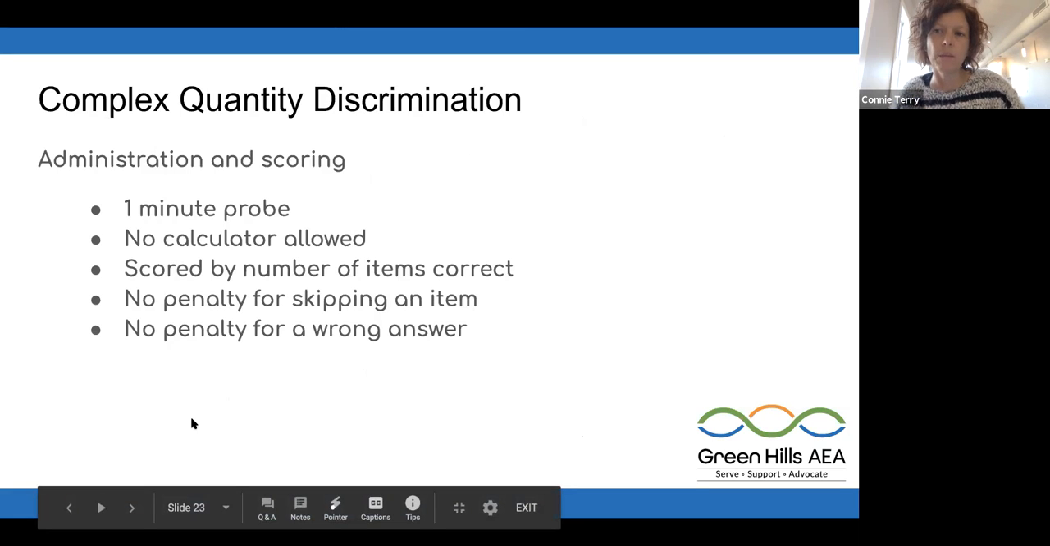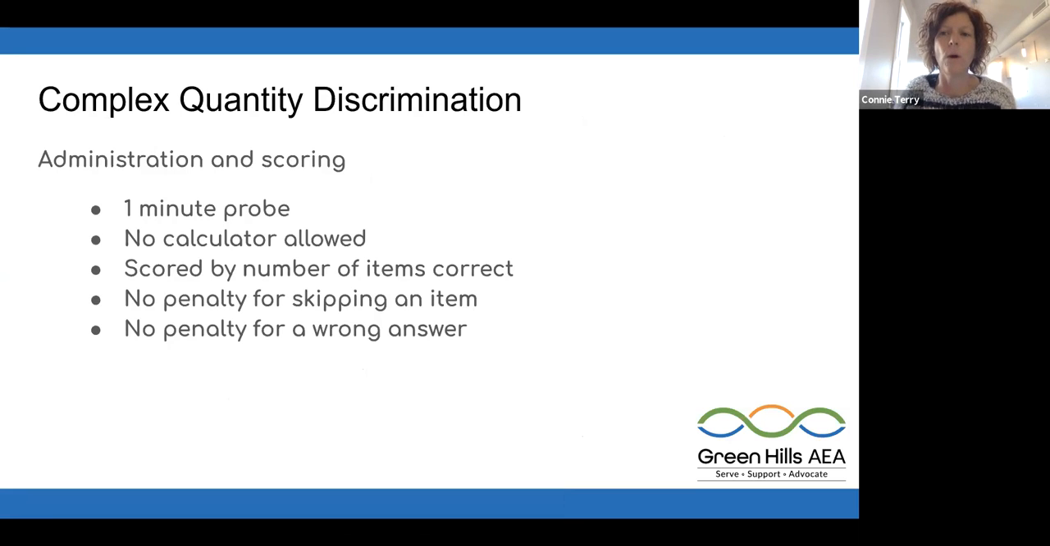So just on the administration and scoring of this particular probe, it is a 1-minute probe. So you would need to use a timer to be very consistent. No calculator is allowed. The intent is not to calculate each item and each expression, but to think about the numbers presented and the operations that are presented and be able to compare and think through which has a greater value.